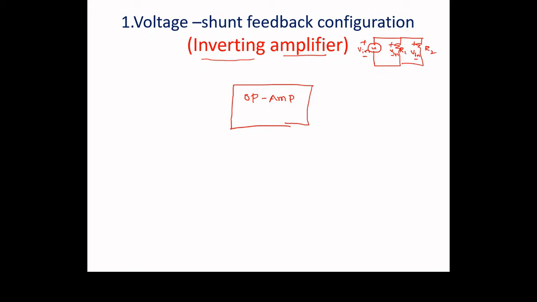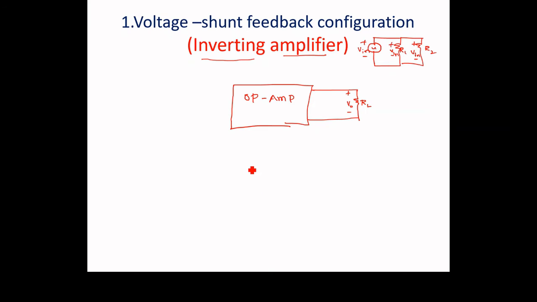The same principle we will use for sampling the output voltage. If we have to sample the voltage at the output, we have to take the sample in parallel. So for example, here we have the output resistance, and here we need to take the output voltage as the sample.